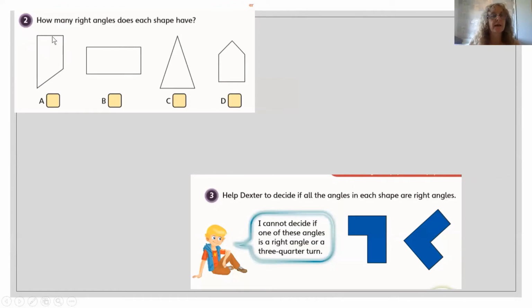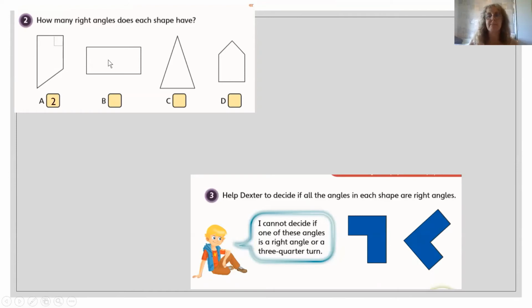So let's look at A. Well, I know if I put my shape there, that would be too small. That would be an acute angle, so it's not there. That would be an obtuse one, but I think definitely one there and definitely one there. So we've got 2. One would be there, one would be there.